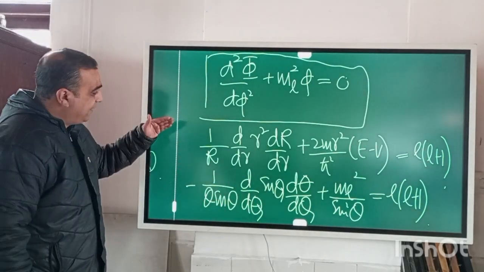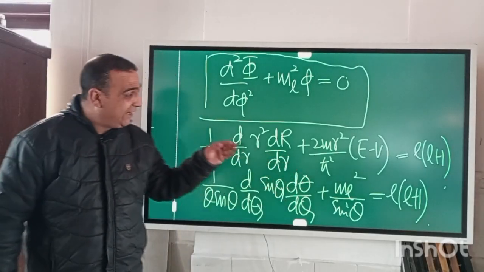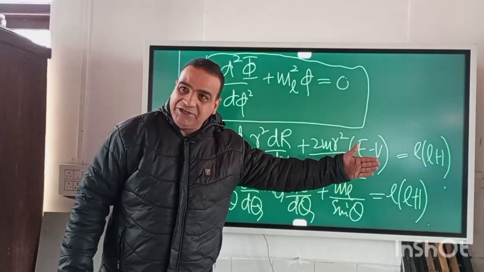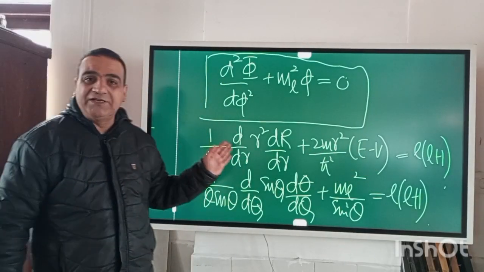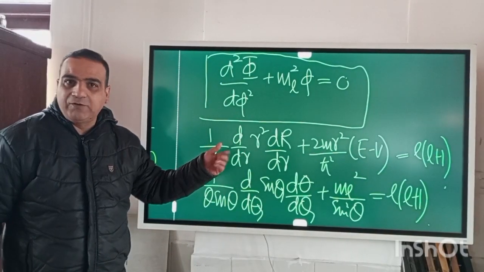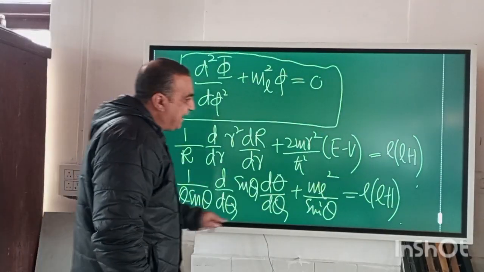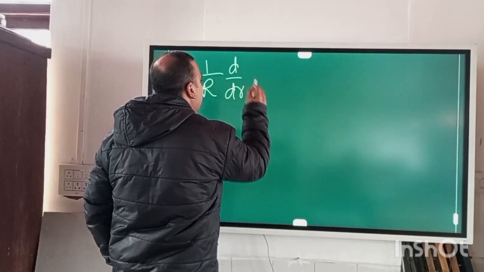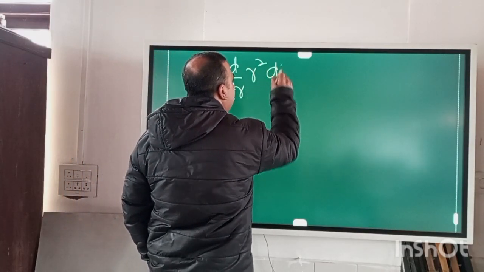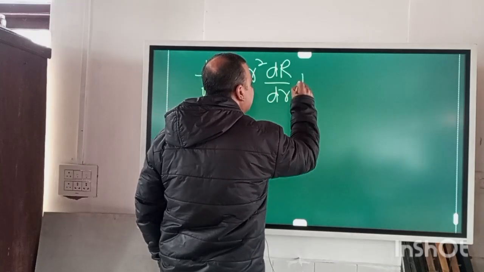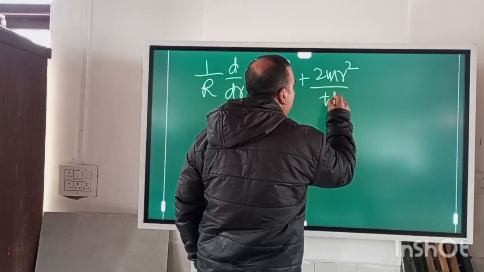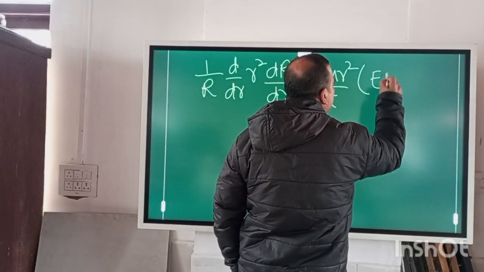So now I will continue my lecture with equation second. Once we go with equation second, I know that I cannot complete it, but to whatever extent we reach in solving it, we will go till then. So now let's go with equation second. What's equation second? This is 1 by r d by dr, then you have r square dr by dr plus 2m r square by h bar square, then you have e minus v.